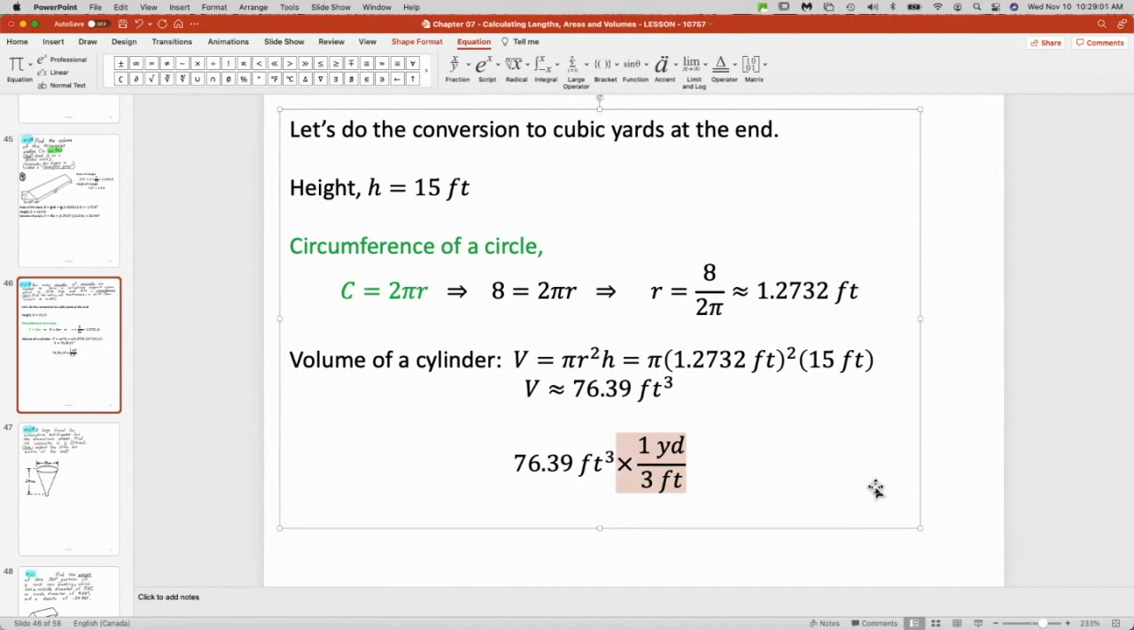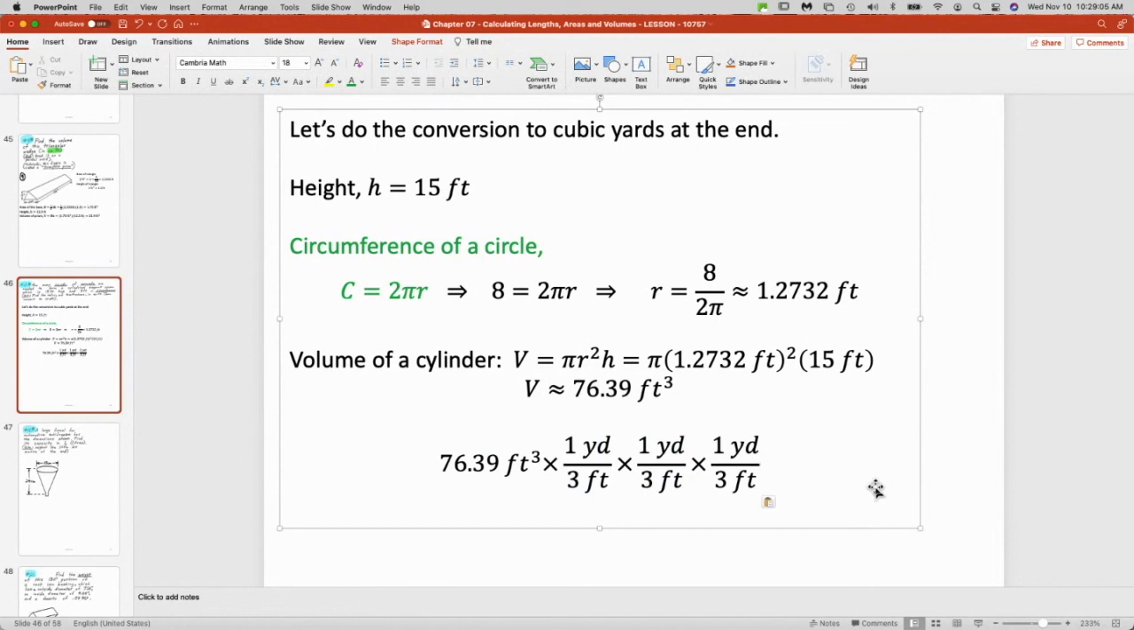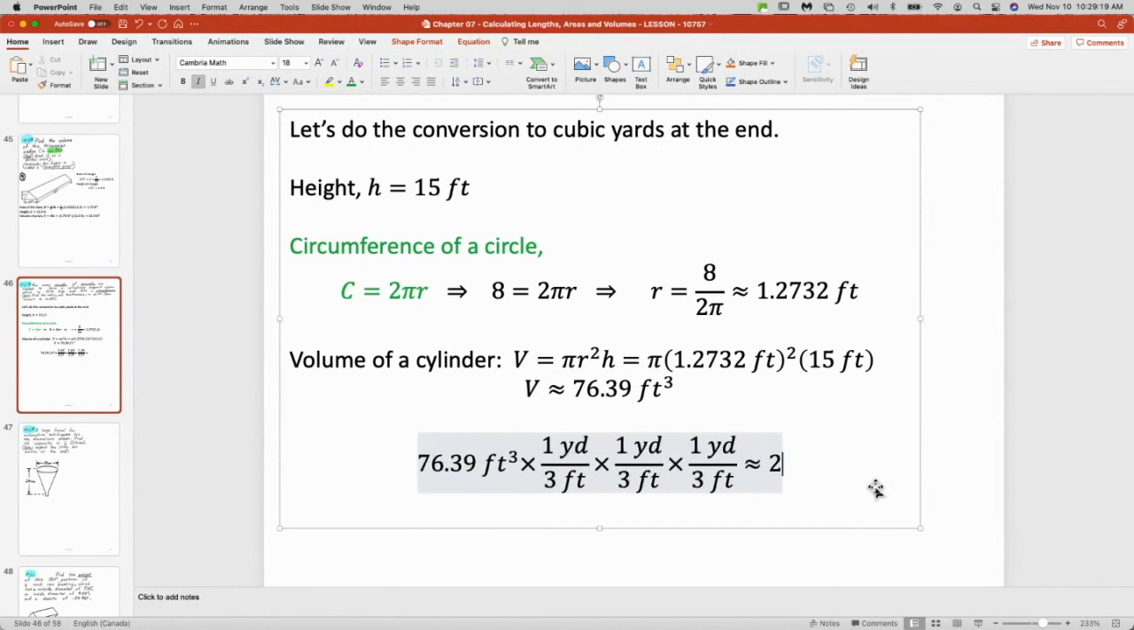But that's not good enough because it's cubic feet here. So I'm going to copy this thing 3 times. So essentially, you need to divide by 27. So if you divide by 27, I'm just double checking something, then you get 2.83, which is the right answer.